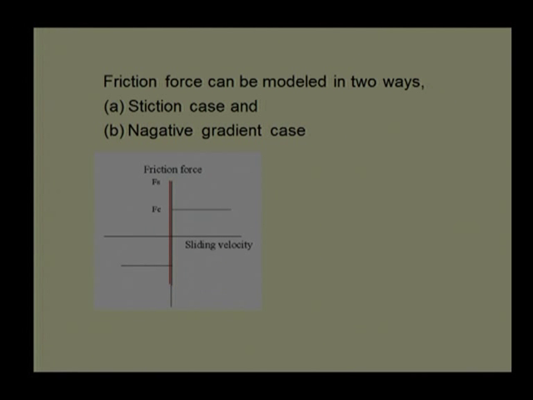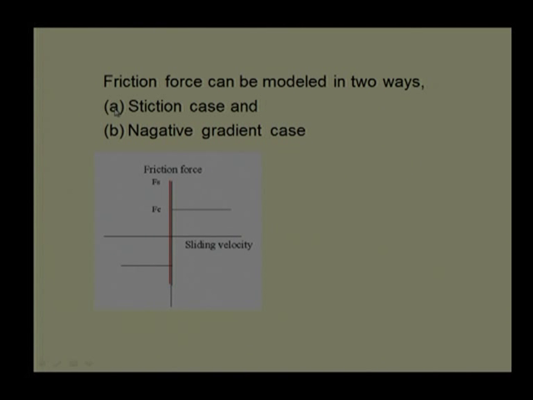Now, to elaborate on this kind of behavior, we can take a very simple example. The x direction is the sliding speed and the y direction is the friction force. Fs and Fc are shown here. Fs is the static friction force. Fc is the force required for sliding, or continuous sliding, when the block has started sliding.